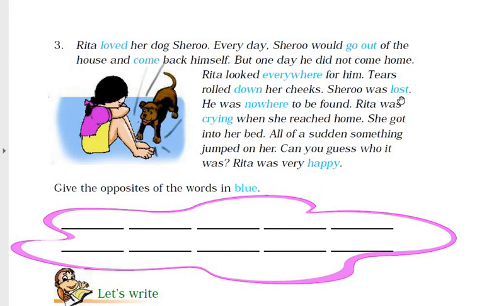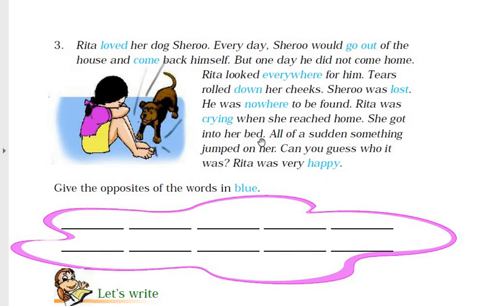Sheru was lost, and when we write some kind of a report or notice, we make a heading, lost and found. So found is the opposite word. He was nowhere to be found. Nowhere, the opposite has already been discussed. Everywhere. Rita was crying. Cry. So what is the opposite of this word? Cry, the opposite word of cry is laugh. So Rita was laughing when she reached home.